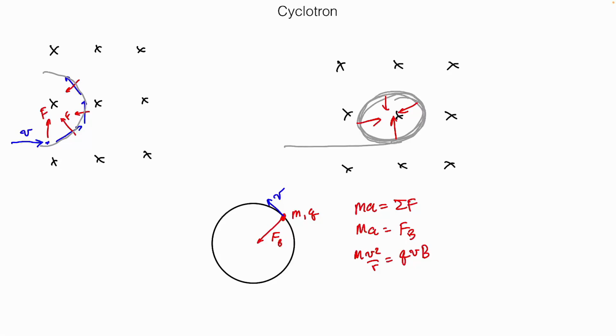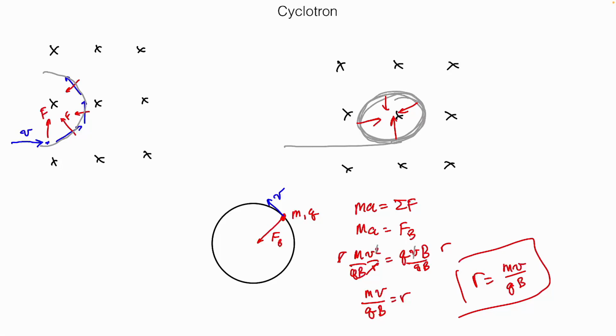Is there something I can clean up here? One of those V's can go away, right? And then I can multiply both sides by R to get rid of the R. Well, at least move it over to the other side. And then divide by QB. So what am I left with? I'm left with mv over qb is equal to r. Or in other words, just to write it the other way around, the radius that a charged particle will take in a magnetic field depends on what?